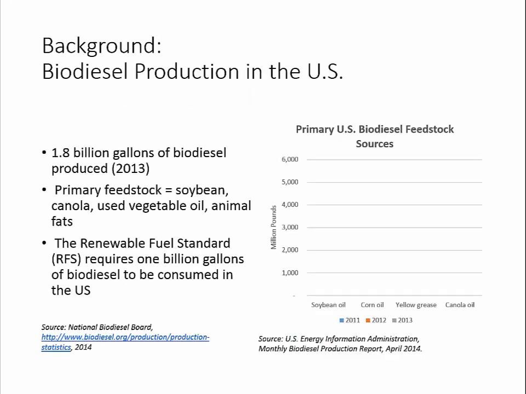Talking to you today about the basics of biodiesel production. 1.8 billion gallons of biodiesel was produced in the United States in 2013. The primary feedstocks include soybean, canola, used vegetable oil, and animal fats.